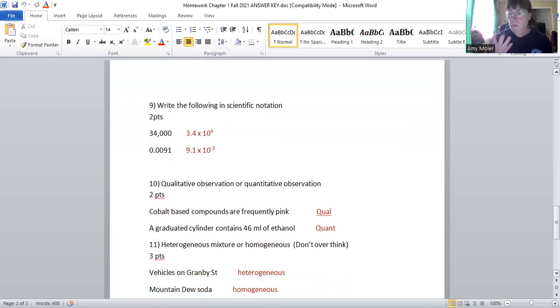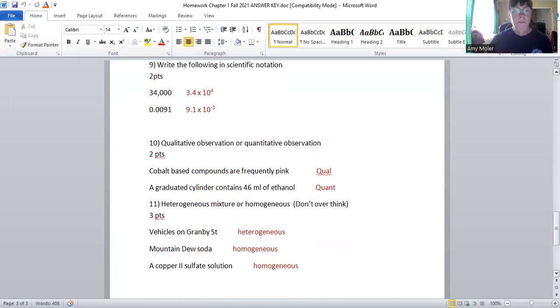Couple of concept stuff here at the end. So saying that cobalt compounds are pink, that is qualitative. There is no numerical value involved. It is just a visual observation. A graduated cylinder with 46 milliliters of ethanol. That one needs to be quantitative because there is a number value involved.